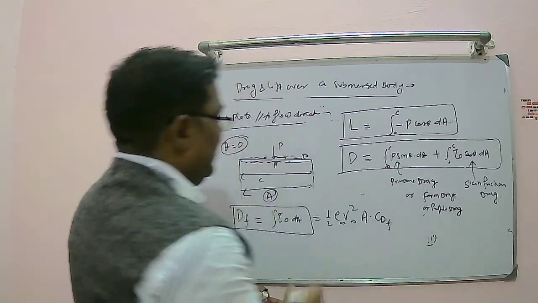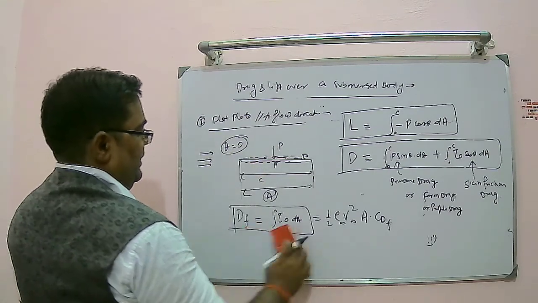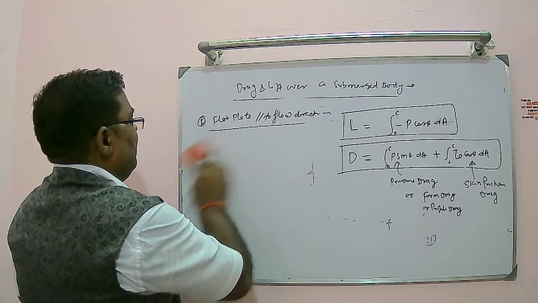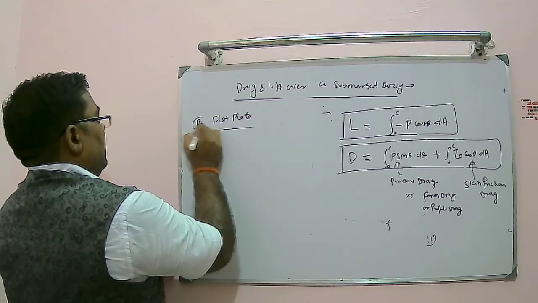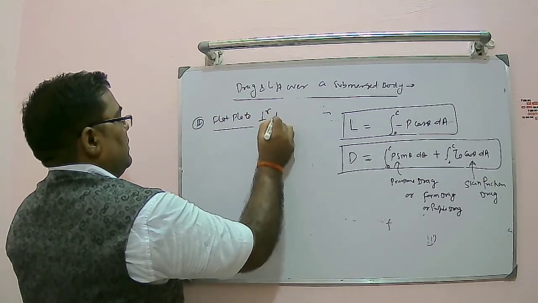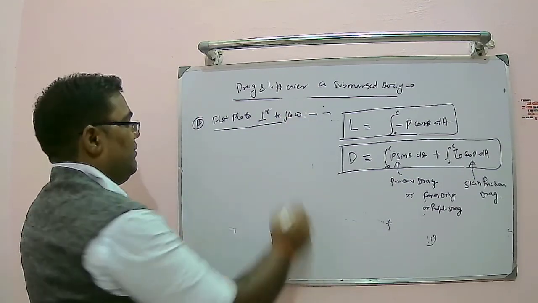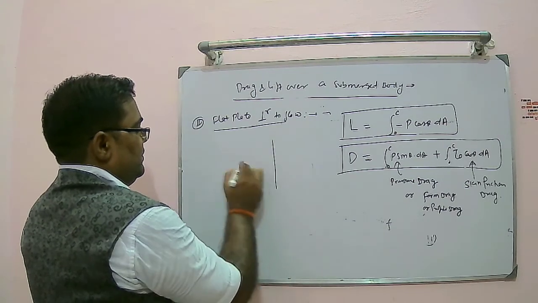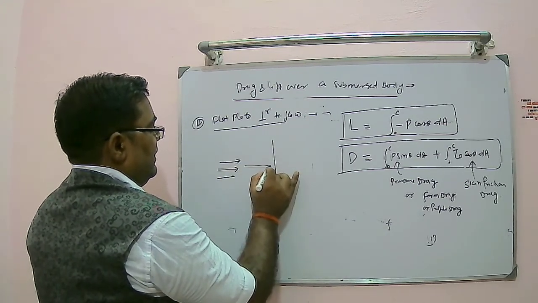Now consider the second case, when this plate is perpendicular to the flow. The second case we are considering is a flat plate perpendicular to flow. So in this case, what will happen? This is the plate which is facing the flow, and flow is coming from this direction. So it comes here and strikes over here.